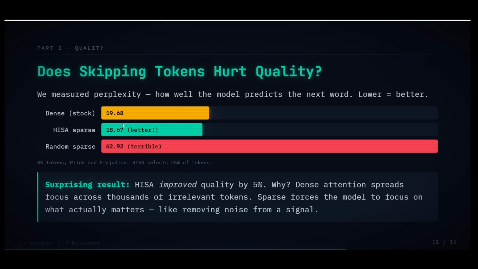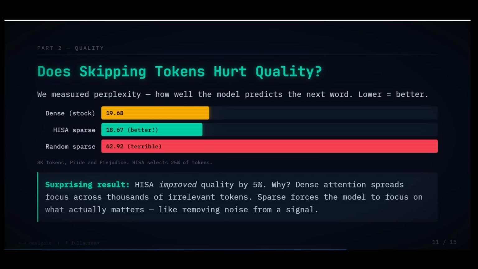So I was a little surprised that it actually got slightly better, but this has been seen in the research before. When the model attends to everything, the attention weights get spread thin across thousands of irrelevant tokens. Each one gets a tiny sliver of focus. By forcing the model to concentrate on fewer, more relevant tokens, the signal-to-noise ratio improves. Think of it like removing background noise from a recording.